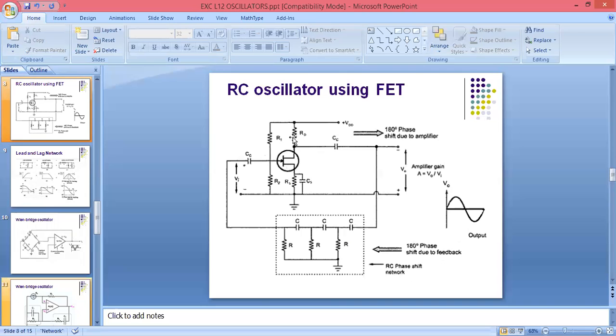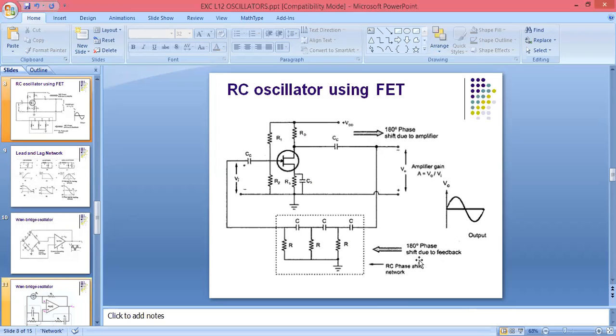We know if we are using FET as an amplifier, we will get 180 degree phase shift because the amplifier is using negative feedback. तो हमें क्या करना है, इसका आउटपुट इनपुट में देना है. But why, how do we have to give? Here we need 360 phase shift. So here we are again giving 180 degree phase shift by using the feedback network, and that feedback network we are making from 3 RC network.